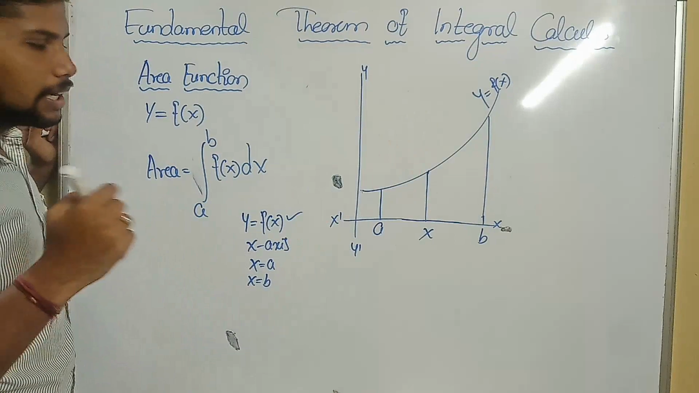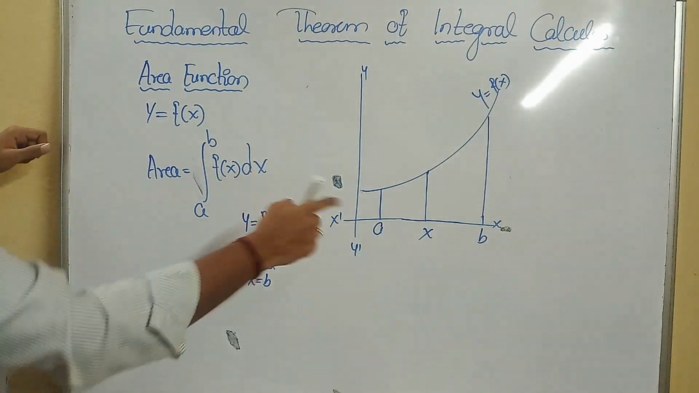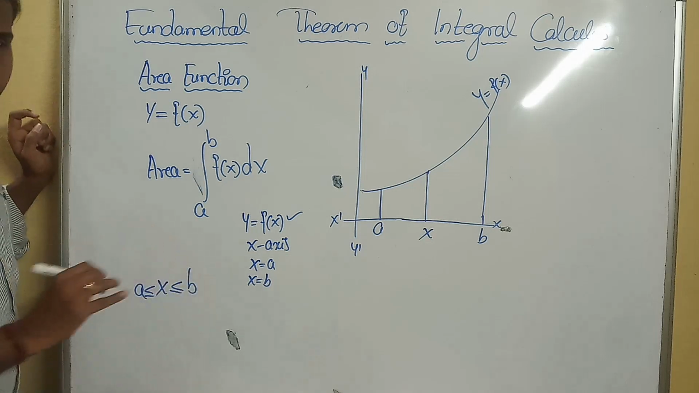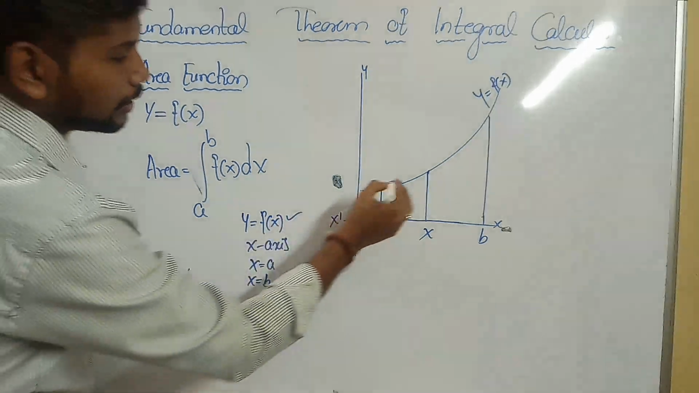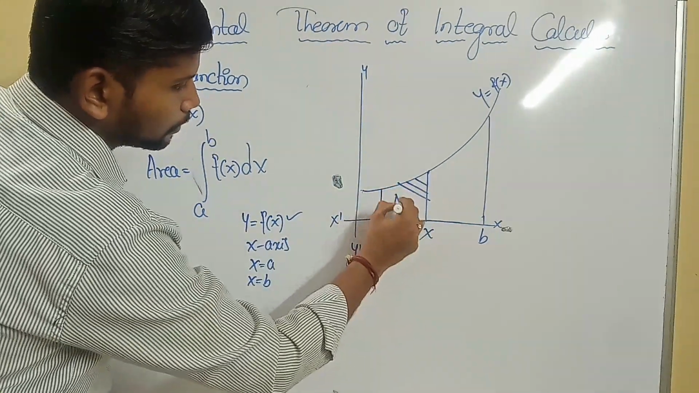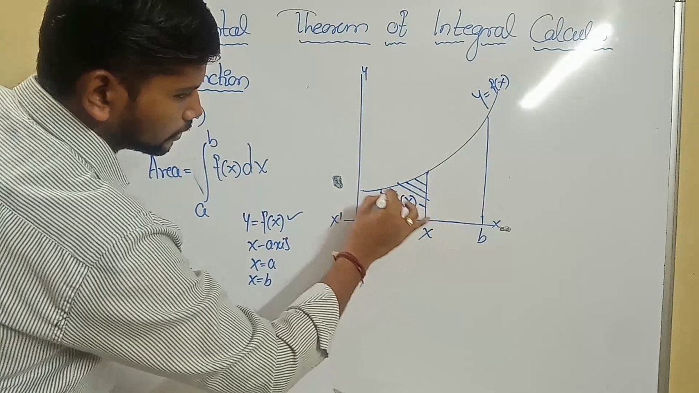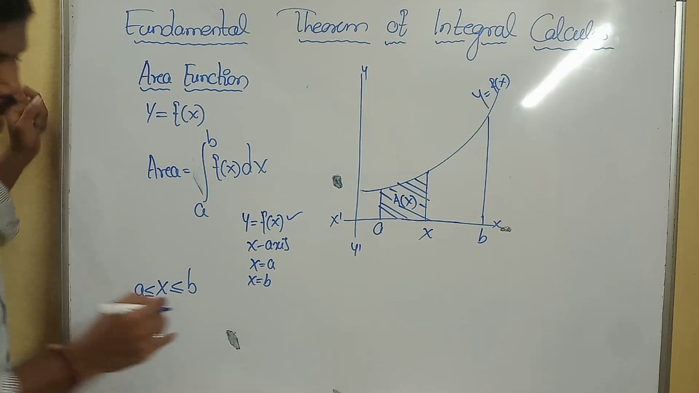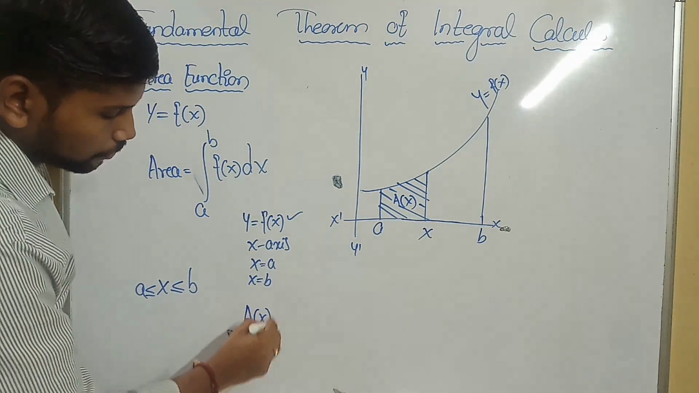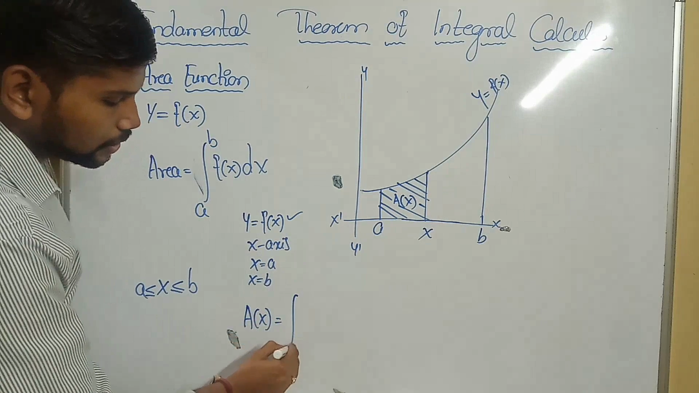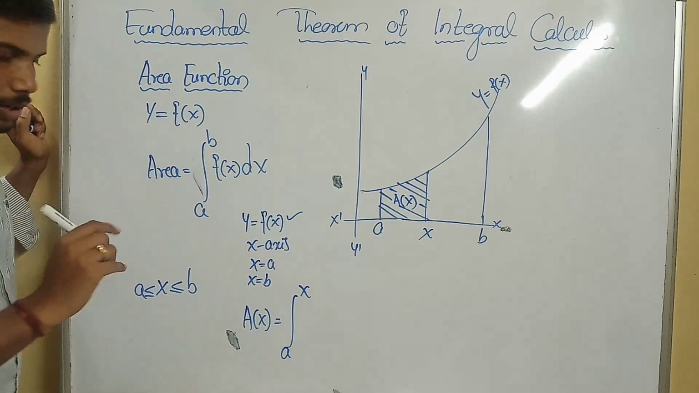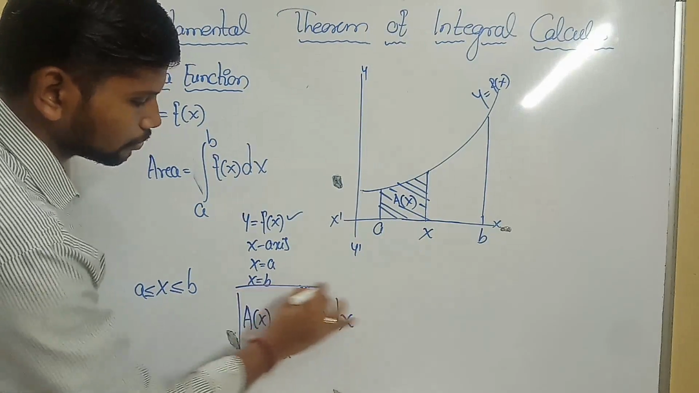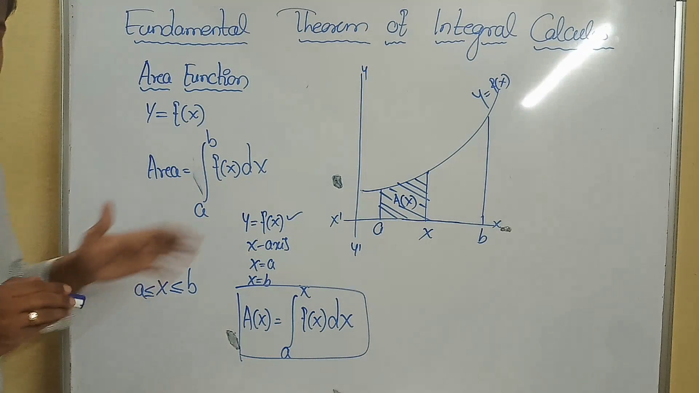Got the point clearly? After this, how do I define it? Take x, a particular point which is in between a and b. For a particular area, I'm going to denote it as A of x. How do we define the area of this shaded region? A of x can be defined as the integral over a to x of f of x dx. This is nothing but calculating the area of the shaded region.